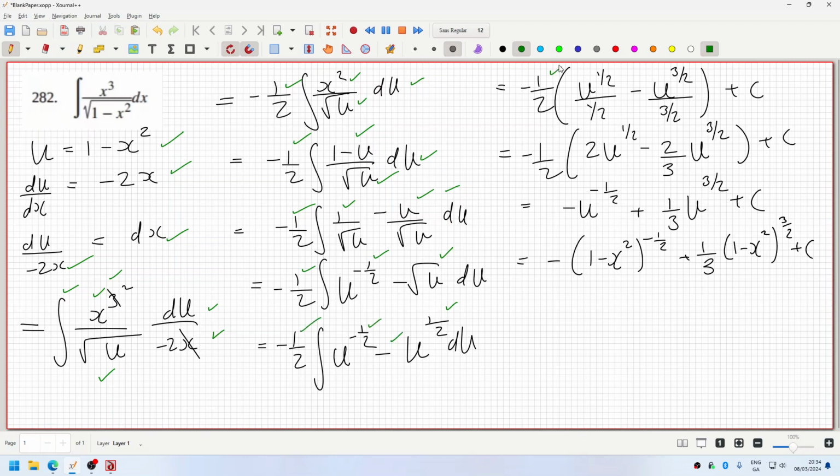So minus a half. Increase the power by 1, divide by the new power. Bring the 2 up to the top. Leave the 3. Multiply in the half and the minus. So it's a minus, a plus, and a 1/3. So that's a minus, and then 1 minus x squared power minus a half plus 1/3, 1 minus x squared power 3 over 2 plus c.